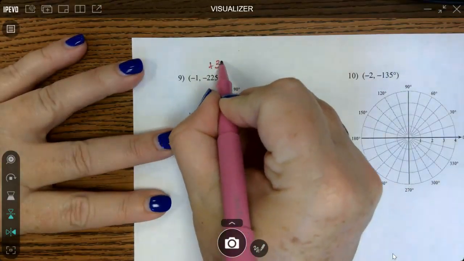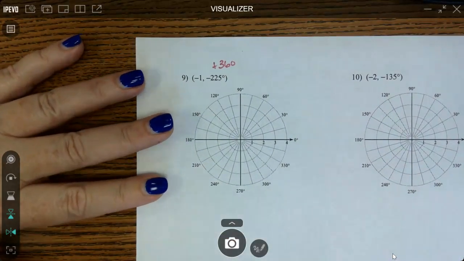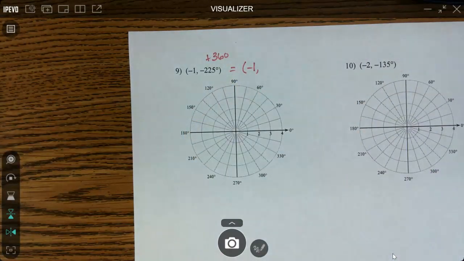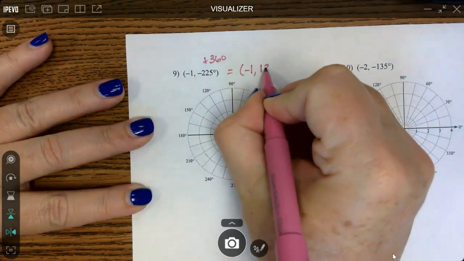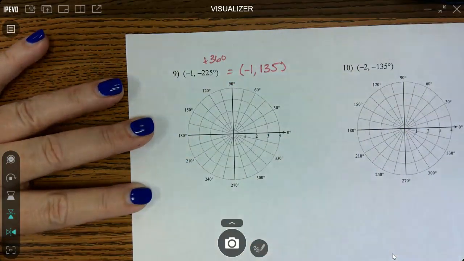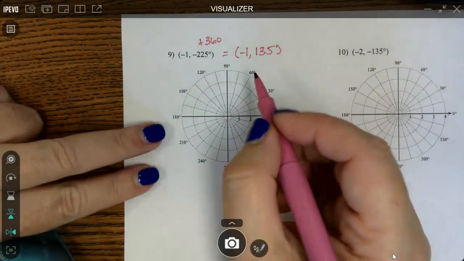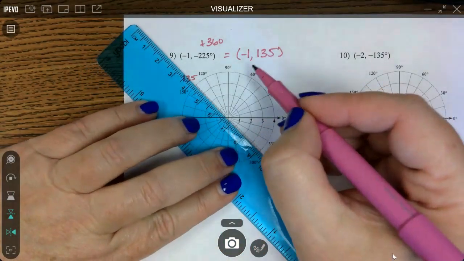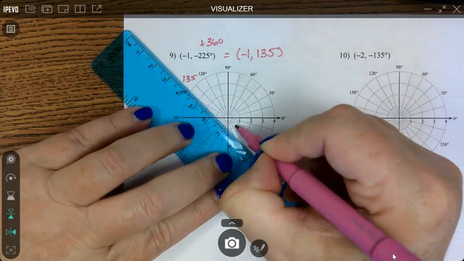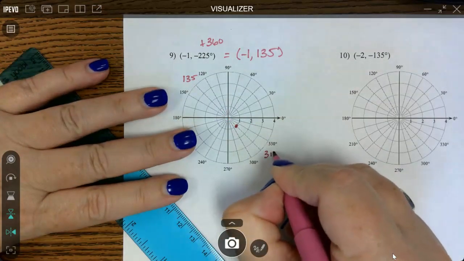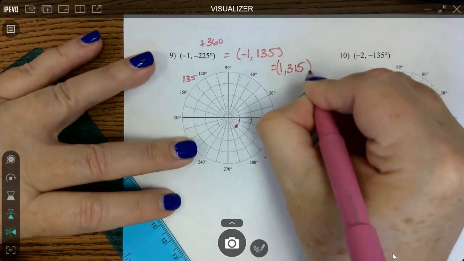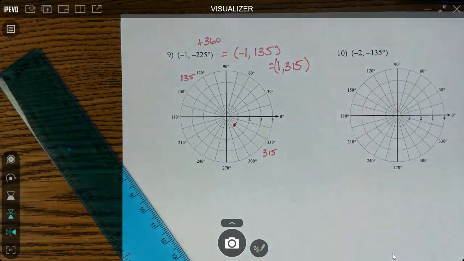So here what we're going to do is add 360. So let's get rid of the negative angle because we can do that very quickly. And I get 135 degrees. So these two are actually equal. So let's get this. 135 is right here. But because that one is negative, we got to go backwards. That puts me right here. And so this is also going to be equal to 1 and 315 degrees. Isn't this crazy? How one point can be represented in so many different ways.